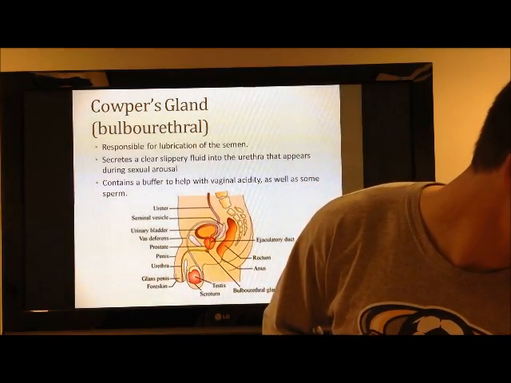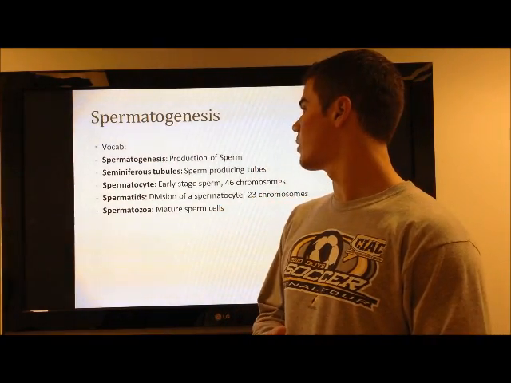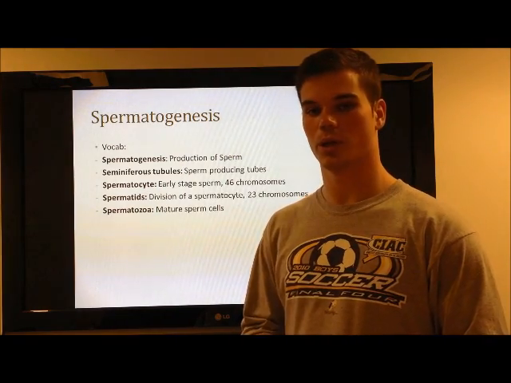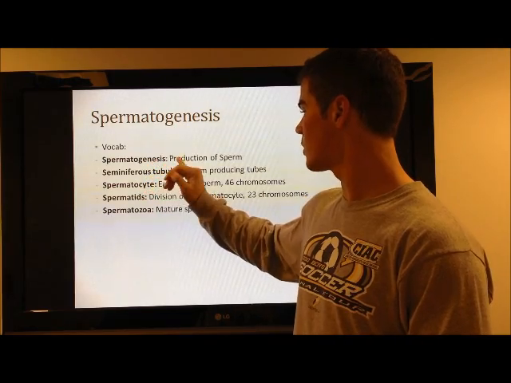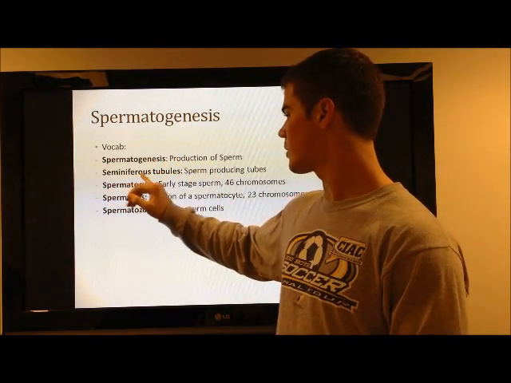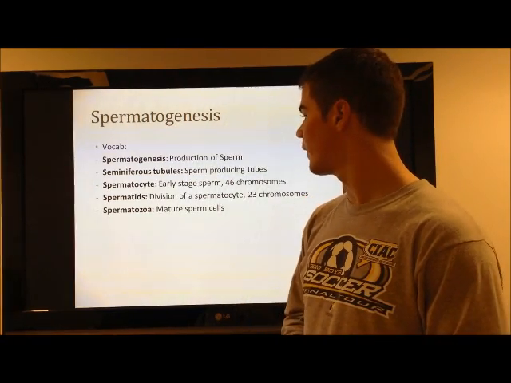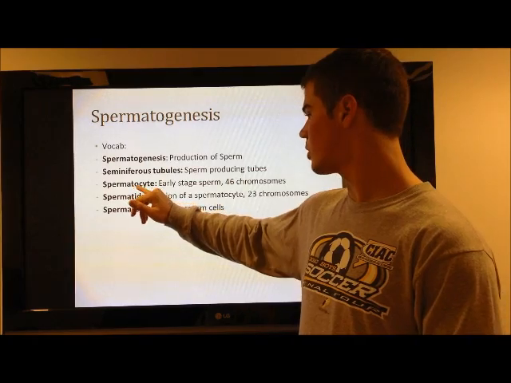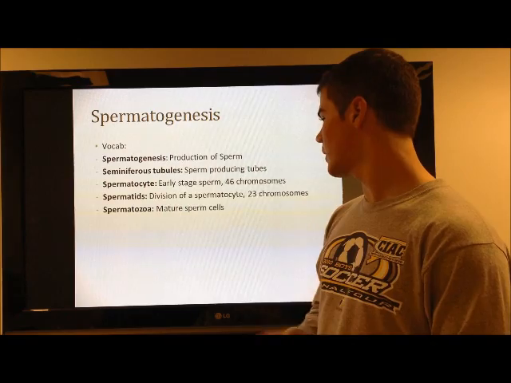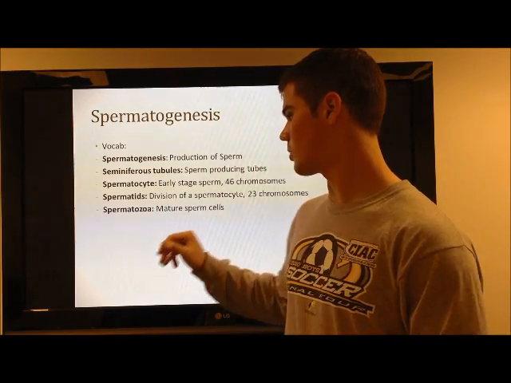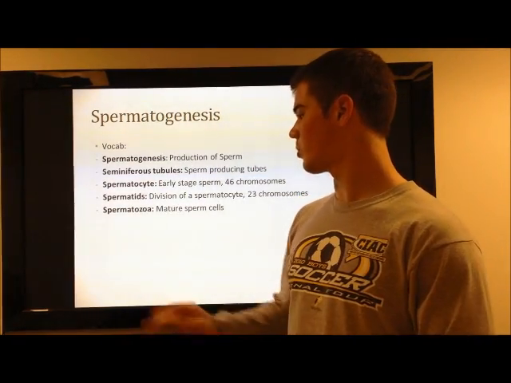Okay, so getting into some physiology, I'm going to talk about spermatogenesis, which is the production of sperm. A little vocab here: spermatogenesis is the production of sperm, and the seminiferous tubules, which we talked about before, are the sperm-producing tubules. Then we have spermatocytes, which are early-stage sperm, and they contain 46 chromosomes. Once they divide and contain 23 chromosomes, they're known as spermatids. And eventually, when they're mature, they're known as spermatozoa.